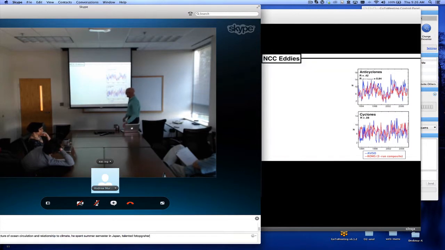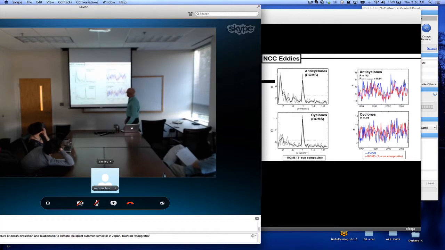So if we take our model integrations and look over the entire model run, and we compute spectra, we end up with these. You can see that anticyclones and cyclones both in the Northern California Current have a very strong peak at a yearly frequency, indicating that they're both strongly seasonal. In different observations you can get a lot of disagreement on how seasonal eddy activity is, especially counted eddies versus eddy kinetic energy. But we definitely saw a strong seasonal cycle.